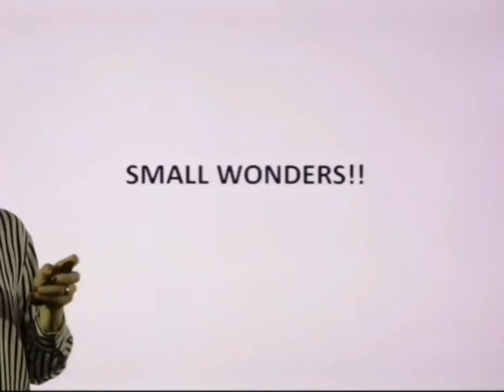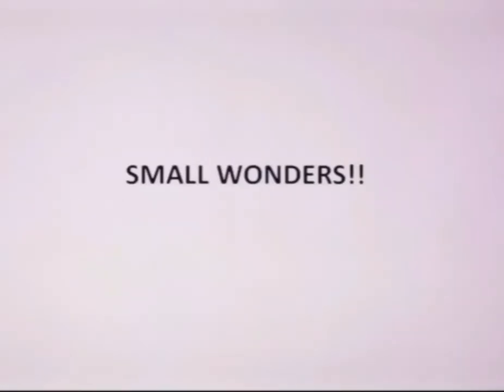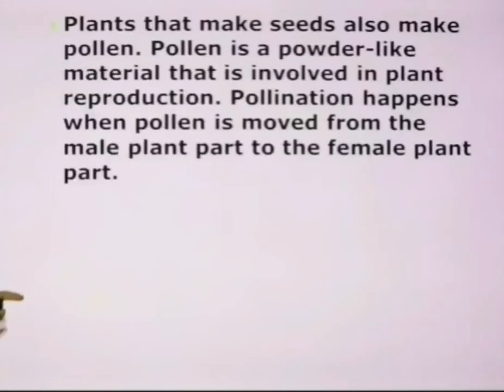Small wonders. There's a magic-like thing in the plants and how they make babies. These magic-like things are very tiny. That's why we said small wonders. Plants that make seeds also make pollen. Pollen is a powder-like material that's involved in plant reproduction. So pollen is the very tiny thing that's responsible for making new babies.